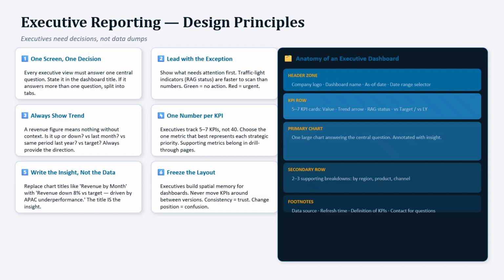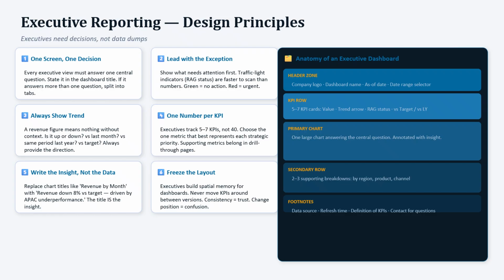So let me walk through the 6 principles and then the anatomy of a well-structured executive dashboard. The first principle is one screen, one decision. An executive dashboard that tries to answer every question answers none of them clearly. State a central question in the title and design everything to answer that question. Principle 2 is lead with exceptions. Red, amber, green traffic lights are the fastest scanning pattern for a busy executive, so they see what needs attention without reading any numbers.